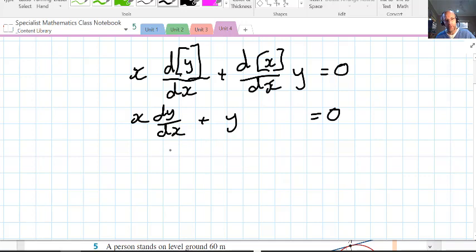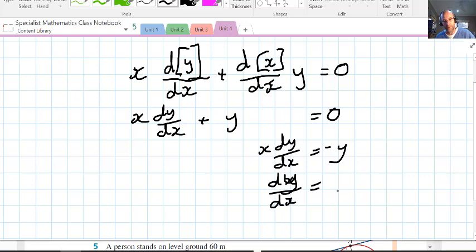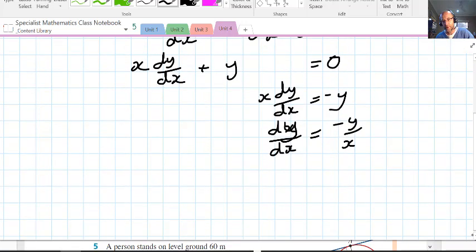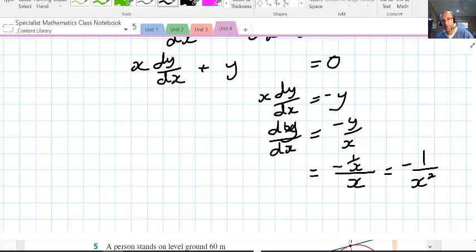And then we can rearrange. So we've got x times dy dx equals negative y, and so dy dx equals negative y over x, and that doesn't look like it, but it is the same as what the other method yielded, because we can substitute the value of y in there, which is 1 on x. It's the same as statement 2 from above that I identified. You can scroll that back if you need to.